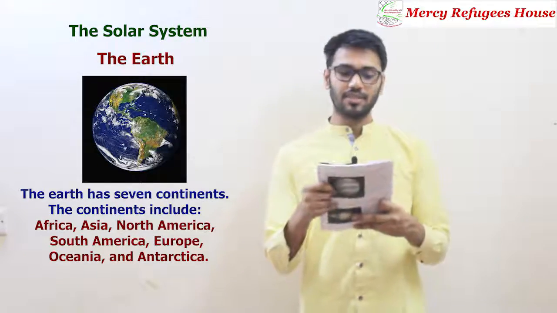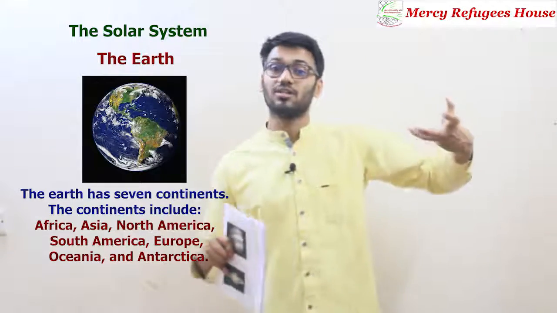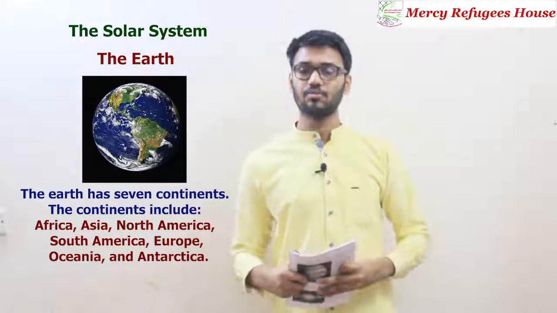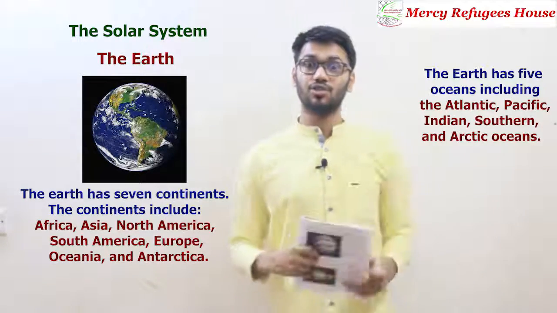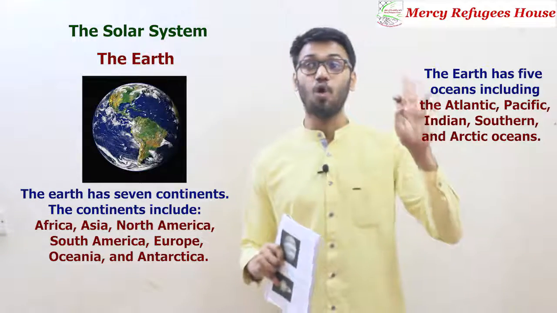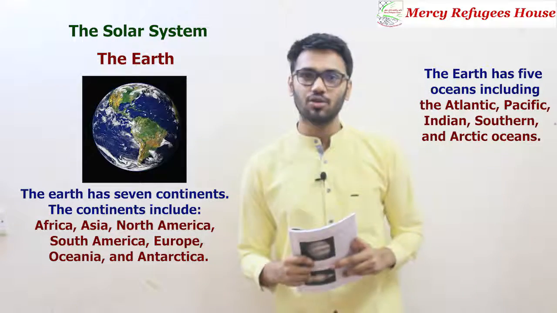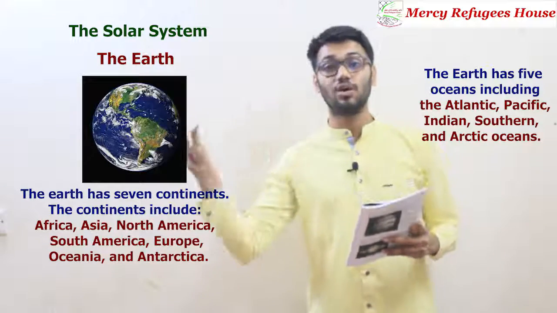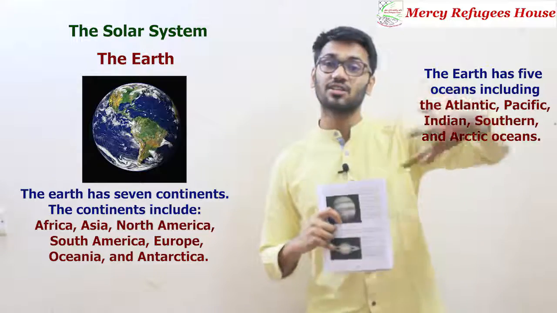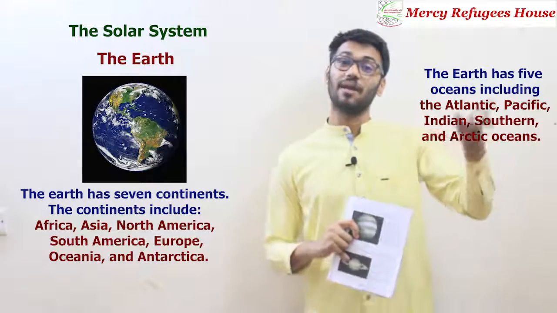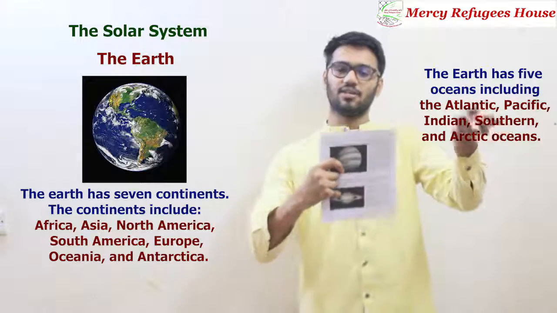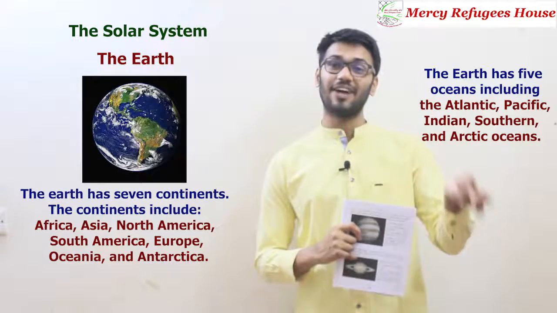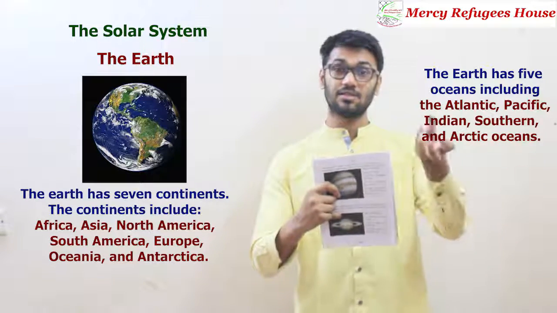Now, the next thing, there are some waters, and all these waters are big mass, and we call them ocean. In Earth, we have 5 oceans. How many oceans? 5 oceans. Atlantic Ocean, Pacific Ocean, Indian Ocean, Southern Ocean, and Arctic Ocean. See, these are the 5.